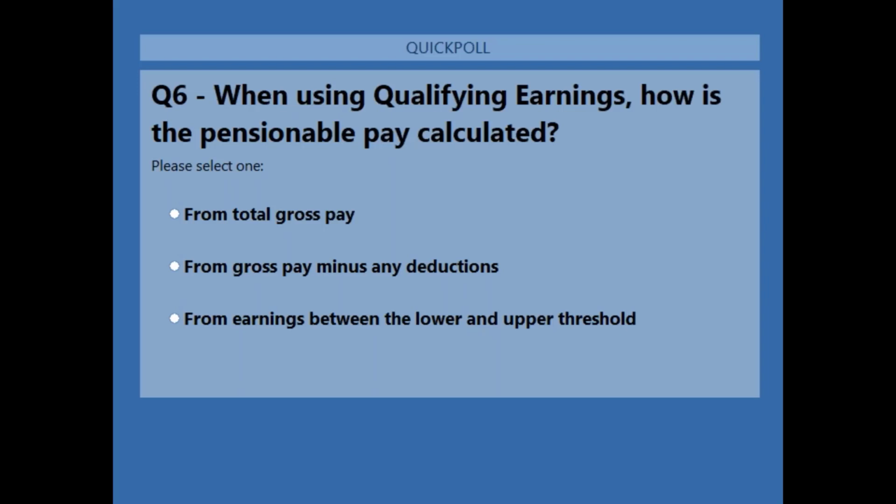This was again covered in yesterday's webinar. So is the pensionable pay calculated from the total gross? Or is it from the gross pay minus any deductions? Or is it from the earnings between the lower and upper thresholds? So when using qualifying earnings, how is the pensionable pay calculated?